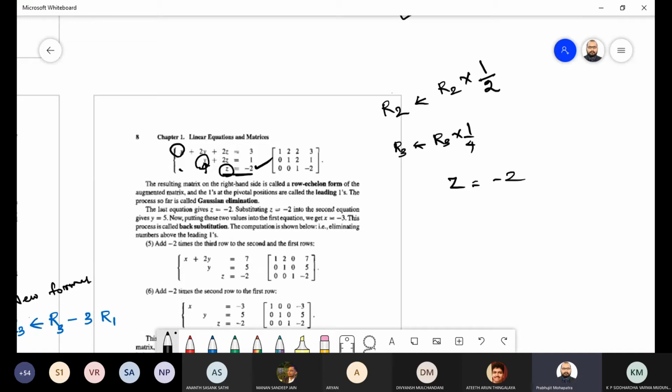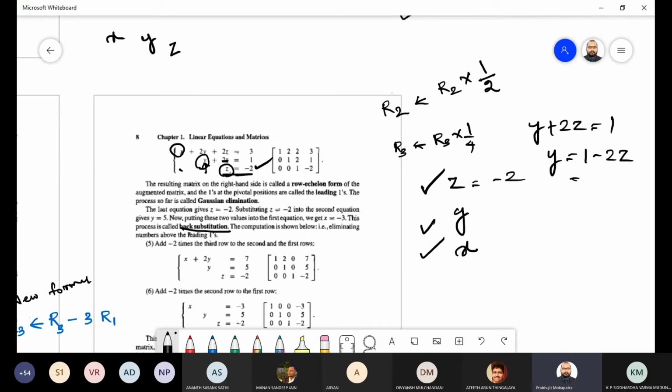While getting the solution, the process we have to follow is called back substitution. In the forward elimination method, we are coming from x, y, z. But in back substitution, first we have to get the value of z, then we'll get the value of y, then we'll get the value of x. So z value is -2. You substitute z value -2. So how much will you get for y? y plus 2z is 1, so y value is 1 minus 2z. So 1 minus 2z means how much you will get? You will get y value as 5.